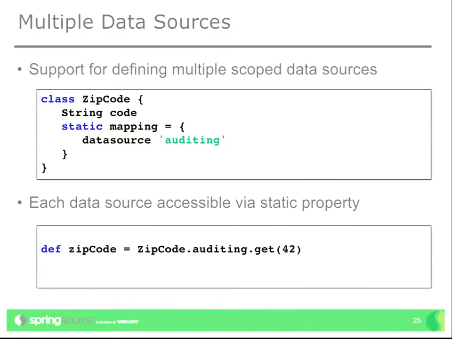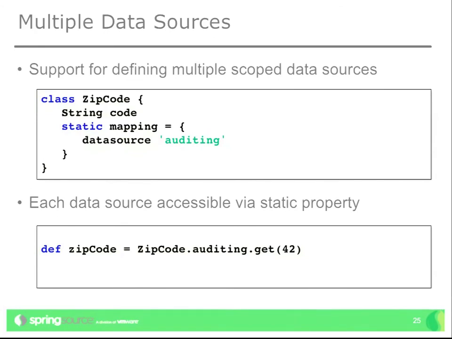Then all domain classes have this kind of namespace property added to them. So zipcode.auditing.get, what that's going to do is send a query to the auditing data source to retrieve the zip code whose ID is 42. So normally you wouldn't have auditing there, right? You'd have zipcode.get(42), and that's going to send a query to the default data source. If I want to send a query to any data source other than the default one, a way to express that is what you see here. Zip code, or domain class name, dot data source name, dot query method after that.